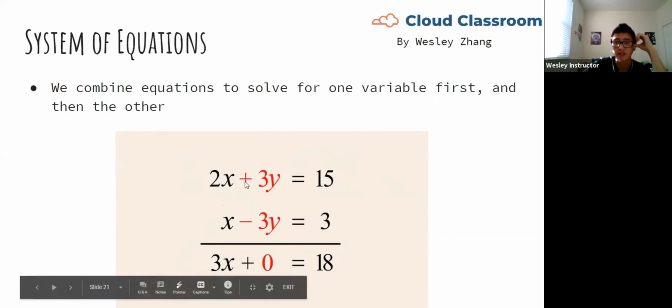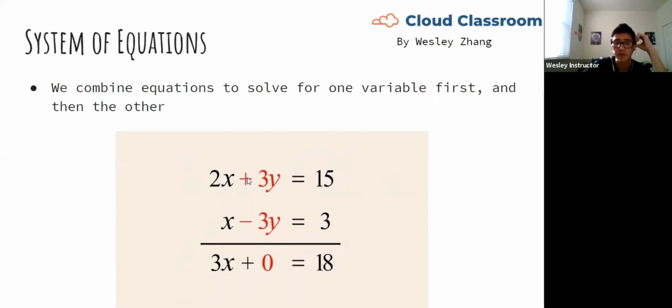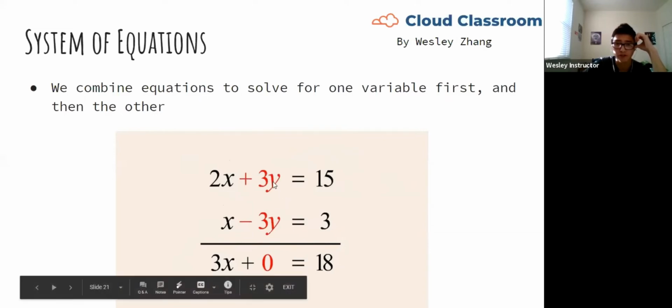So as you guys can see here in the red, the top equation has +3y, and the bottom equation has -3y. So right away, we can get rid of the y first. So then we have 3x + 0, because 3y - 3y is 0, = 18. 15 + 3. So then we can solve for x. So 3x = 18, x = 6.